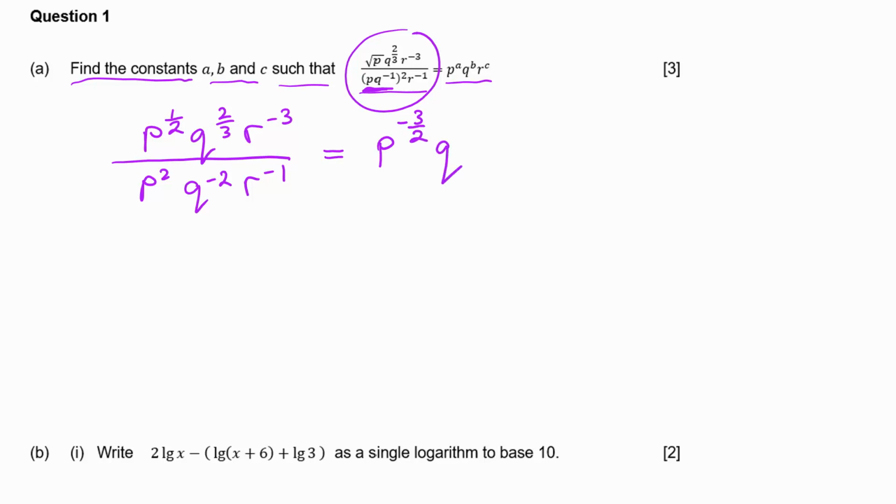Now for the q, we've got 2/3 take away -2. So that's going to be 2 plus 2/3, which is 2 2/3. And we would normally give that, of course, as an improper fraction. So that is 8/3. And then here we've got r to the -3, take away -1, which is -3 plus 1, which is -2.